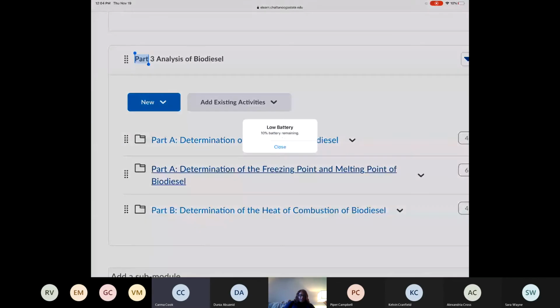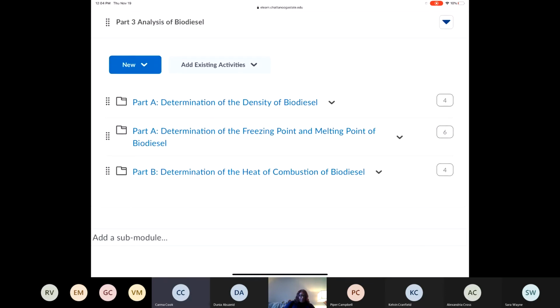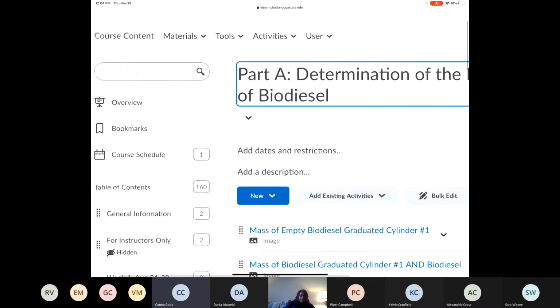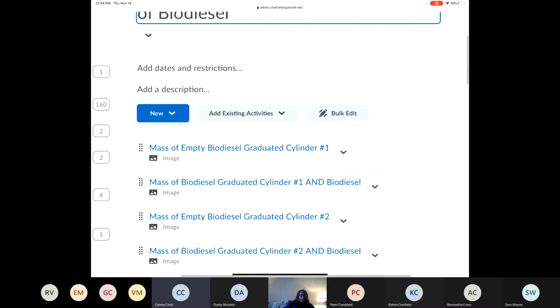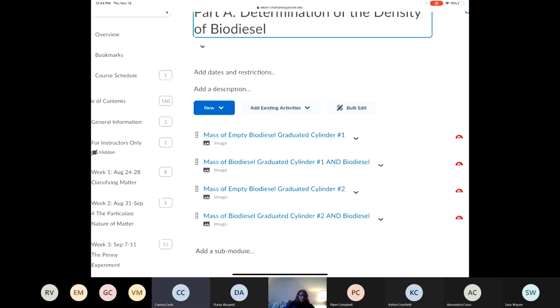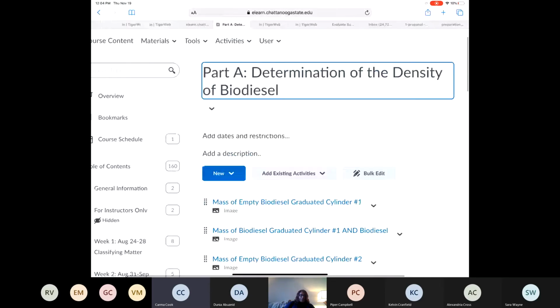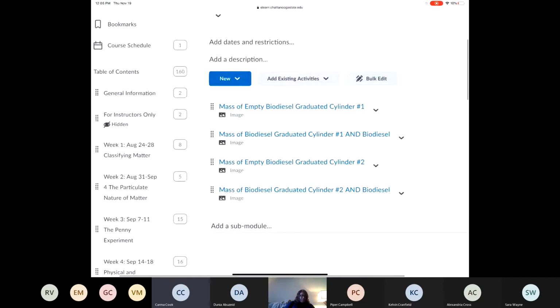And then the videos will appear once you click on the little down arrow. Okay. So your first part, the density determination, those are your pictures that you need for the masses of the empty cylinders and then the mass of the cylinders plus biodiesel. For density determination, you don't have a video, but you've got 4 pictures that you need mass information from.